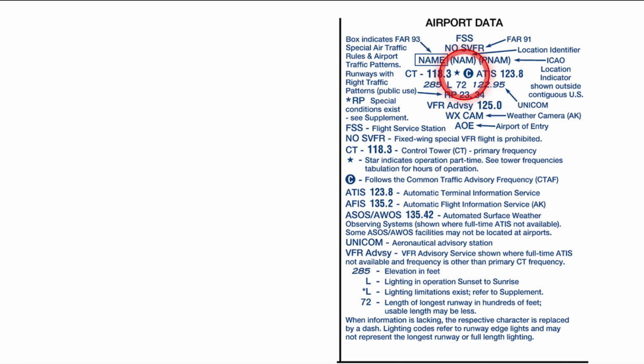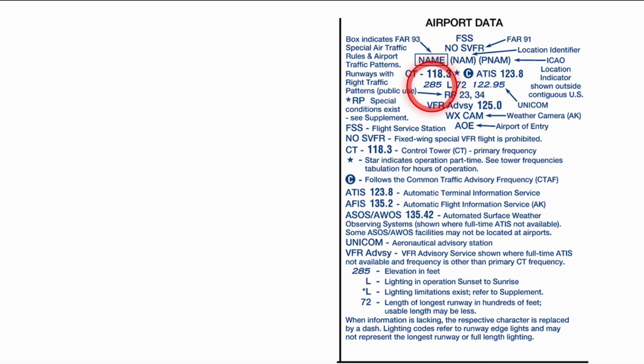Then there's an enclosed C right after that, and that means follows the Common Traffic Advisory Frequency, or CTAF. So putting that all together, it means control tower is 118.3, but operations part-time. Once the tower closes, that frequency will be used as the CTAF. Then we have ATIS, 123.8. So your ATIS is called Automatic Terminal Information Service. That's what you use to listen to weather at the airport. You get your altimeter setting, any notes for the airport.